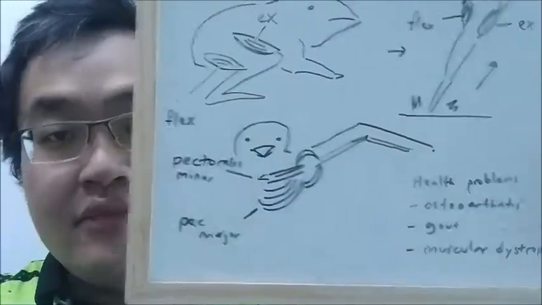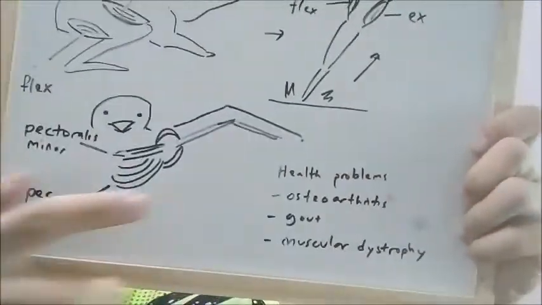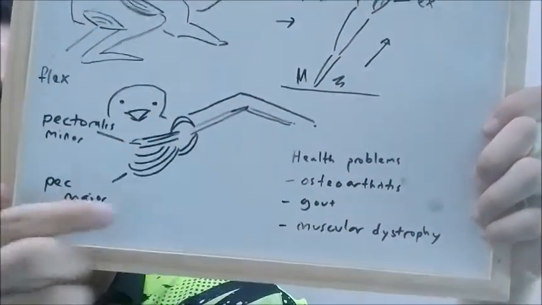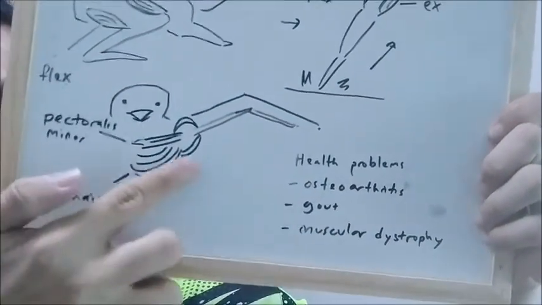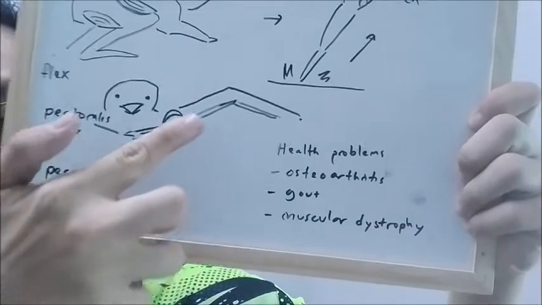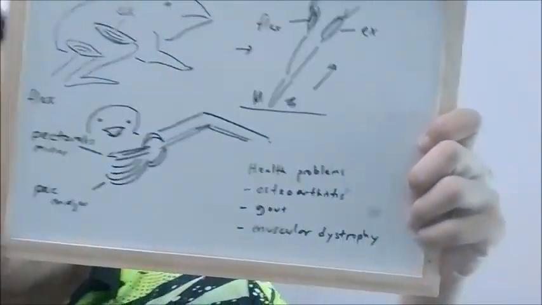The pectoralis minor is the one that is connected to the upper side of the humerus. This part of their arm here is also called the humerus, just like ours, whereby the pectoralis minor is connected to the upper side of the humerus, while the pectoralis major, the tendon here, is connected to the bottom side of the humerus.